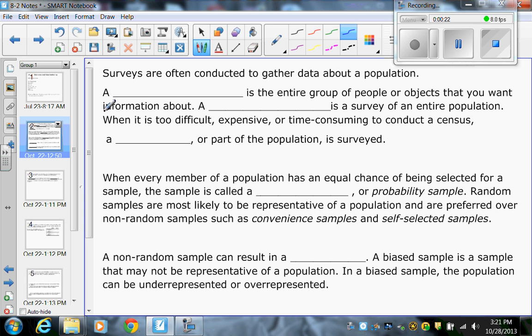Surveys are often conducted to gather data about a population. A population is the entire group of people or objects that you want information about. A census is a survey of the entire population. When it is too difficult, expensive, or time-consuming to conduct a census, a sample, or part of the population, is surveyed.